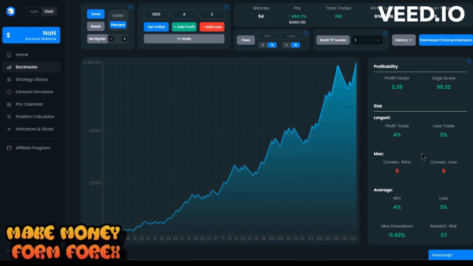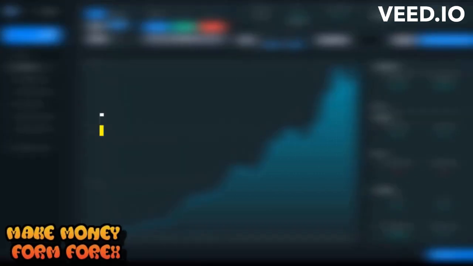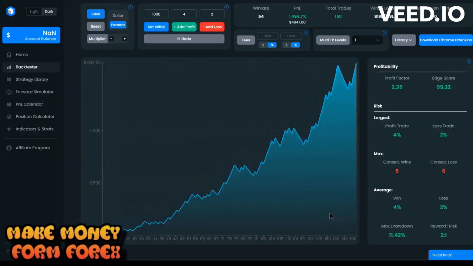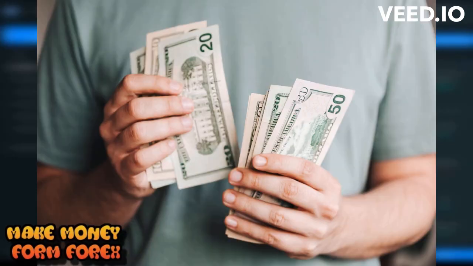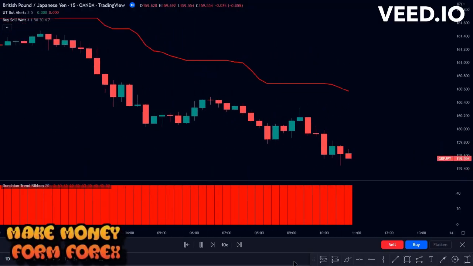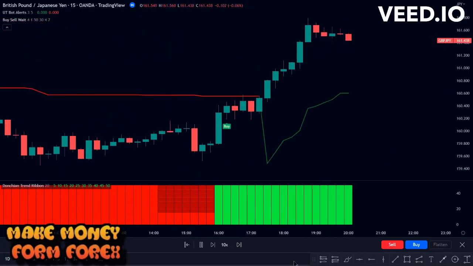We see that it had an amazing profit factor of 2.35, 5 consecutive wins against 6 consecutive losses, and a maximum drawdown of 11.42%. Also, the backtesting for this strategy took 11 months. This doesn't mean that you can now go and put in your entire mortgage payment into this strategy. In fact, this strategy has a lot of losing trades when the market is consolidating.